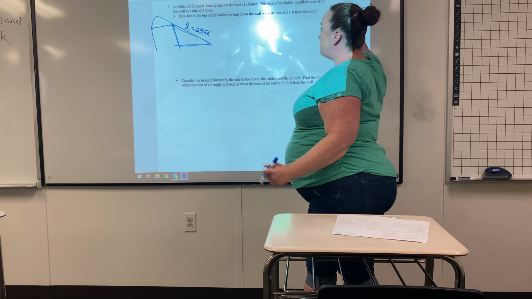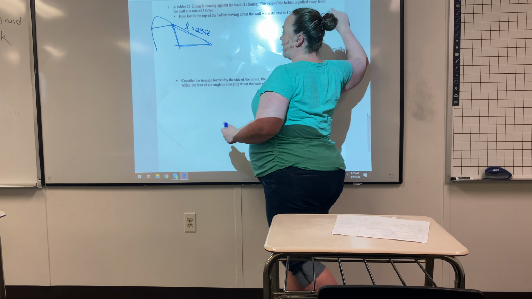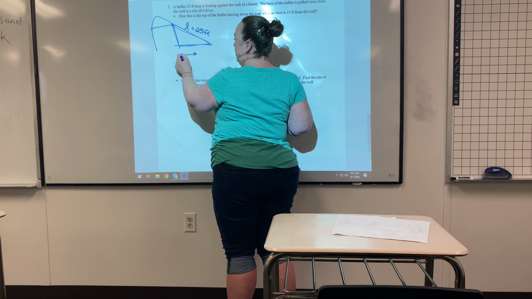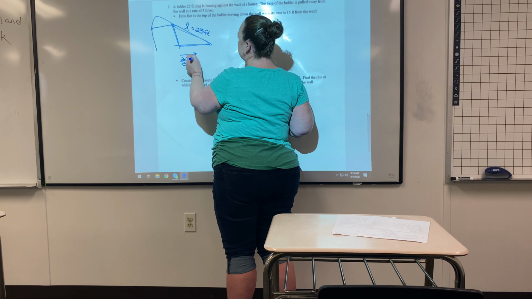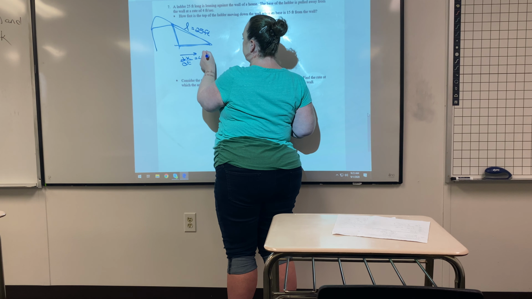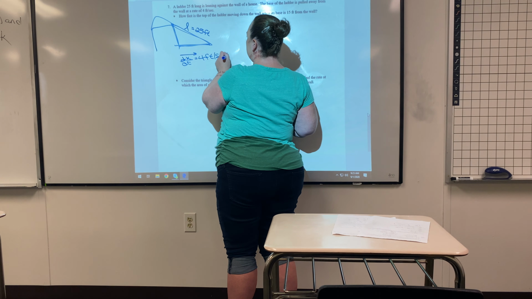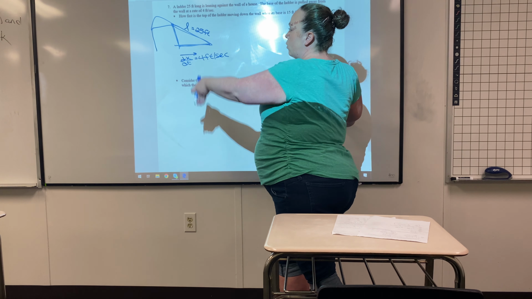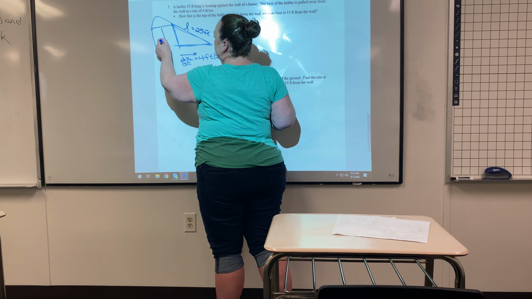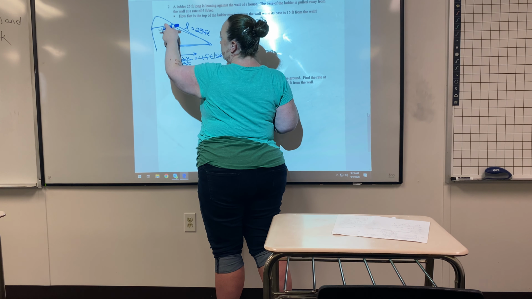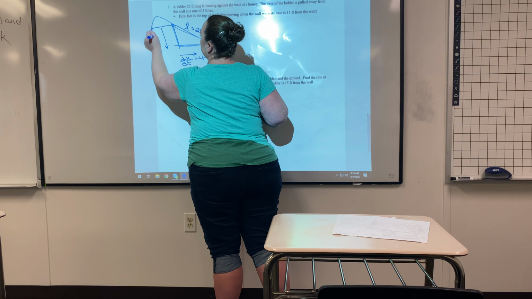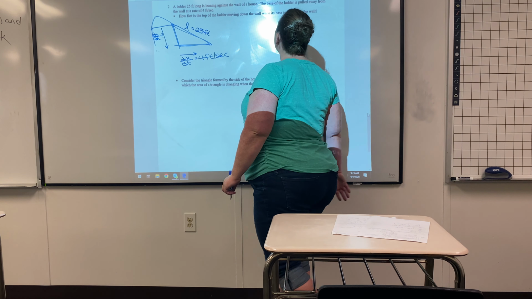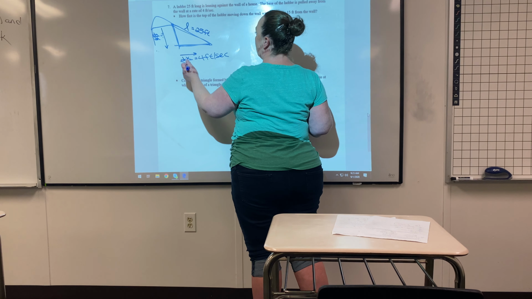The base of the ladder is being pulled away from the wall at a rate of 4 feet per second. So that's a this direction thing. I'm going to call this side x. So that means that dx dt is going to be 4 feet per second. We want to know how fast the top of the ladder is going down the wall. So we're looking for this rate of change. So I'm going to call this y. So we're looking for dy dt when the base is 15 feet from the wall.